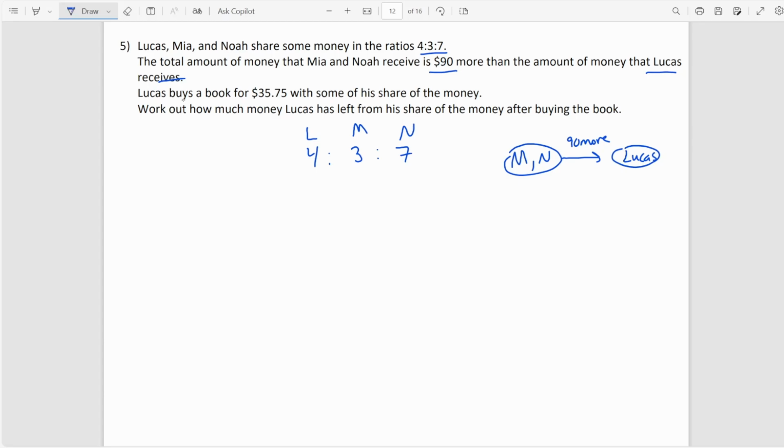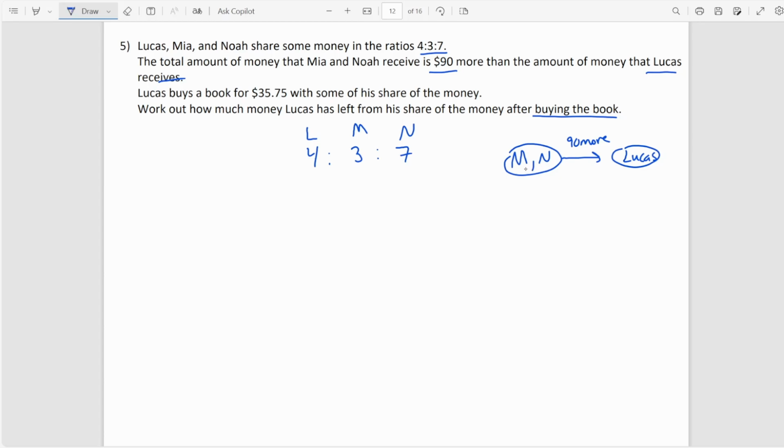Now, we're told here that Lucas buys a book for 35.75 with some of his share money. Work out how much money Lucas has left from his share after buying the book. So the way we solve this is, firstly, let's find out how much money Lucas had in the first place from sharing the money, okay? And then through that, we'll find out how much money he has later.